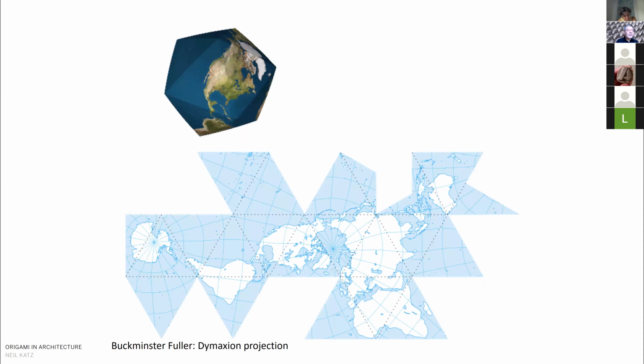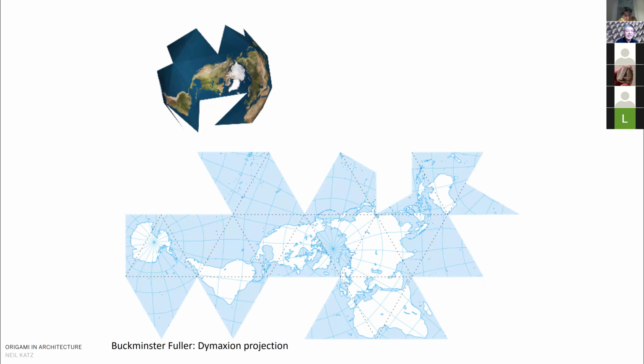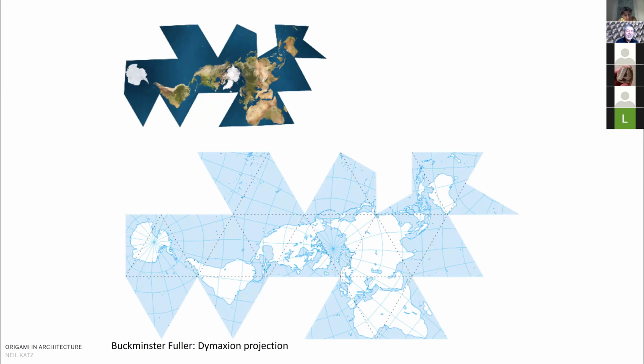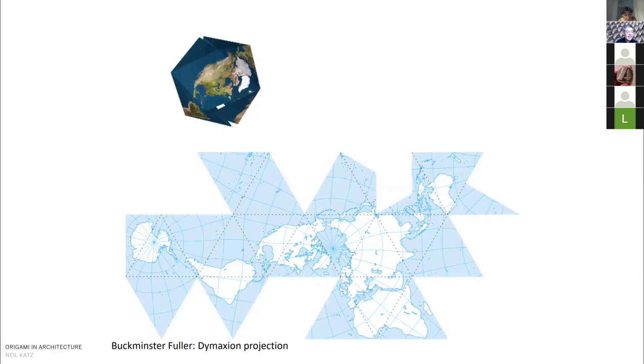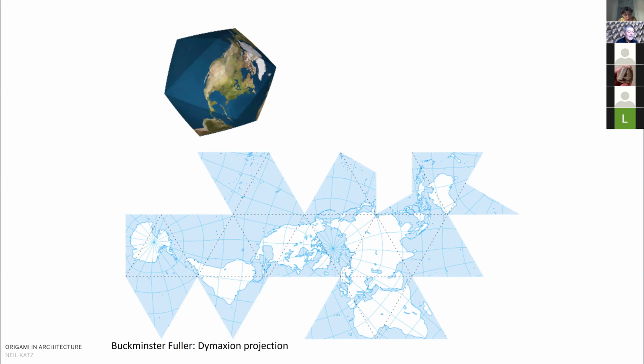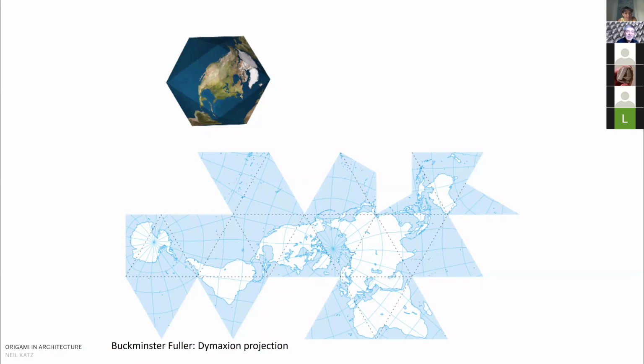So Buckminster Fuller actually came up with his own projection of the spherical Earth onto a flat surface. And he uses geometry. He uses a particular polyhedron, in this case, called an icosahedron. And he calls this his Dymaxion projection. Today, by the way, is Bucky Fuller's birthday.